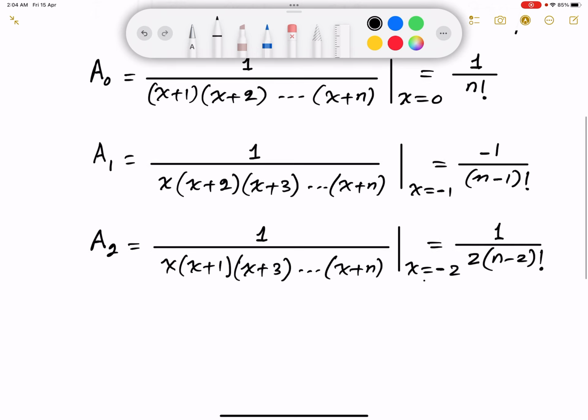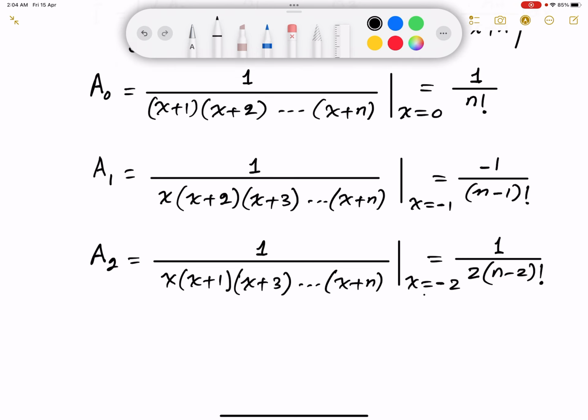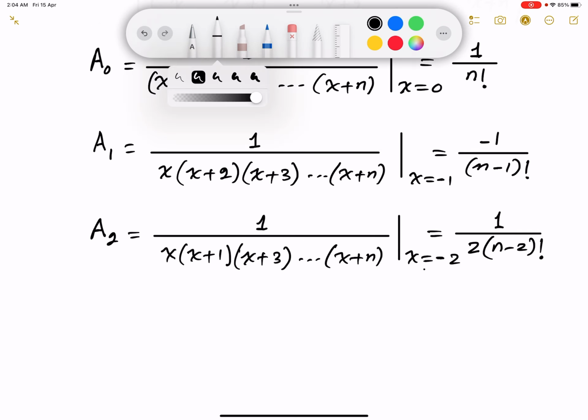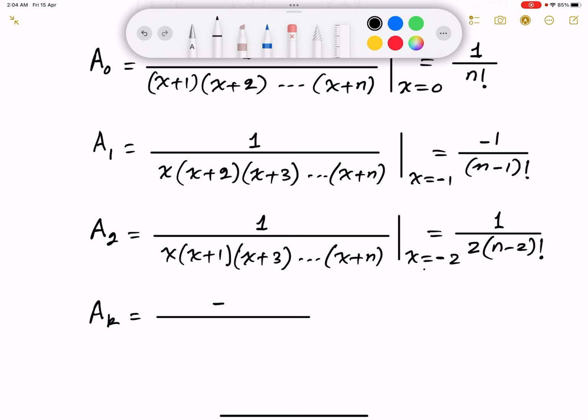So if you pay attention, and if we follow this procedure to find the next few terms, then we can come up with a generic formula for AK, which is going to be like this. It's going to be minus 1 to the power k, because we have noticed that when k is even, it's going to be positive. When it is odd, it's going to be negative. So it's basically minus 1 to the power k. We should have something like that in the numerator.